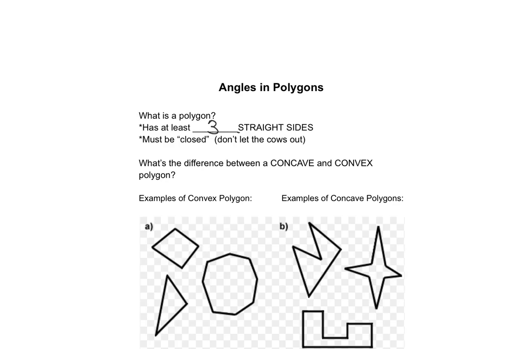And the sides all have to be straight. No curves, no circles, nothing like that. And it must be closed. As in, I always say, don't let the cows out. So like an open polygon would be something like this, where this is open on this side and the cows are getting out. Closing it would be actually closing that gate. So that would be a closed polygon. So that's just a little bit of defining there.